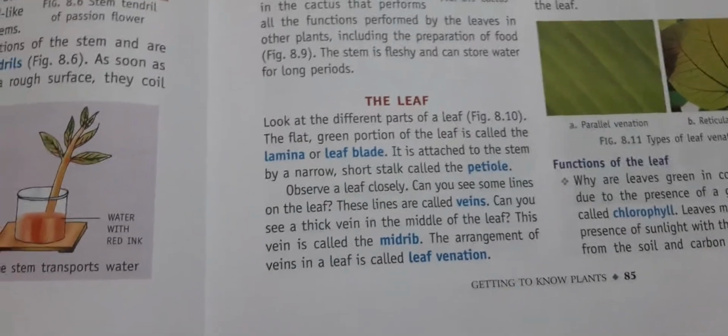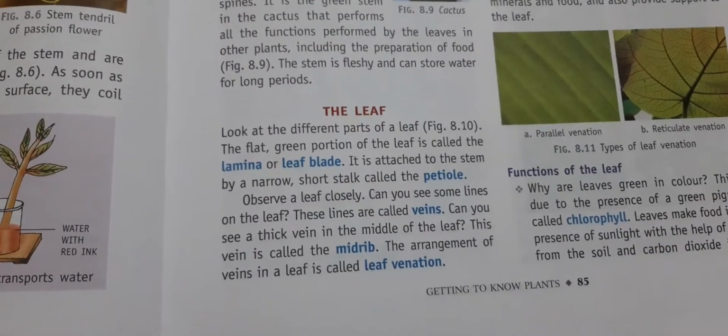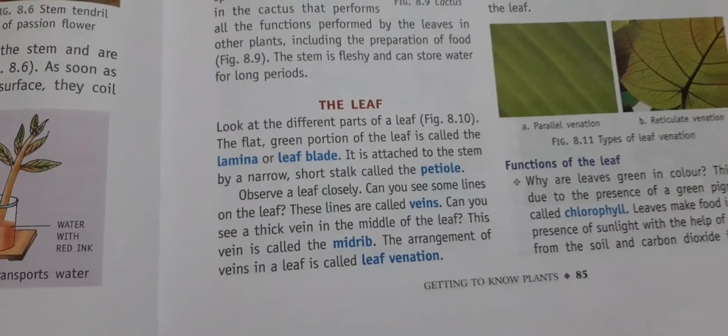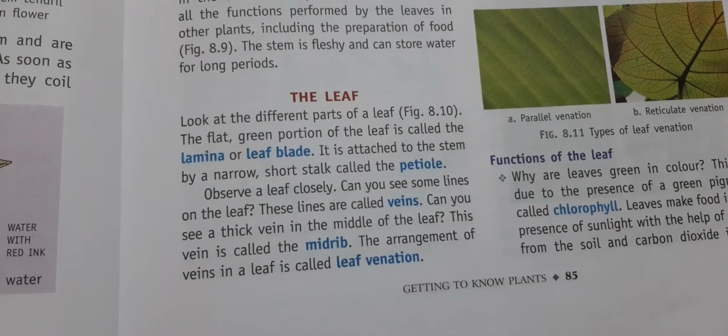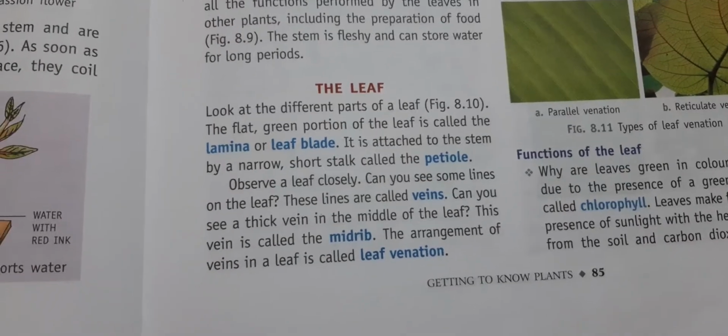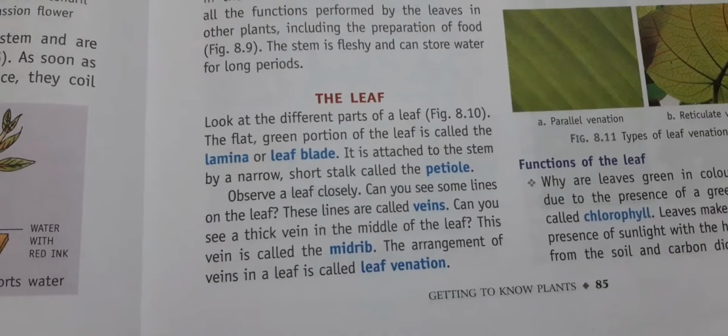Now the next part of the plant is the leaf, and it is a very, very important part of the plant. Why is it important? Because it is performing the main function, that is called photosynthesis, or preparation of food.